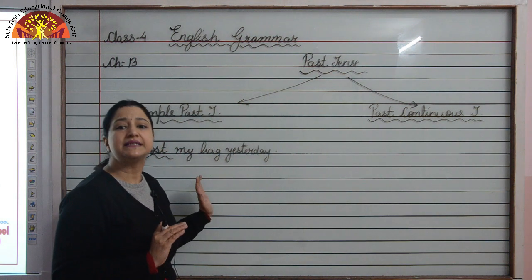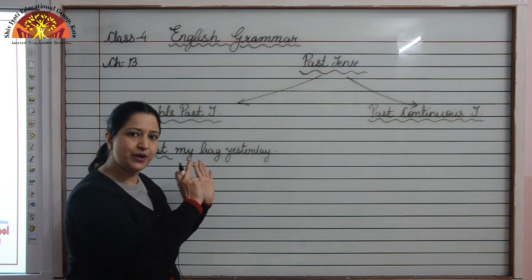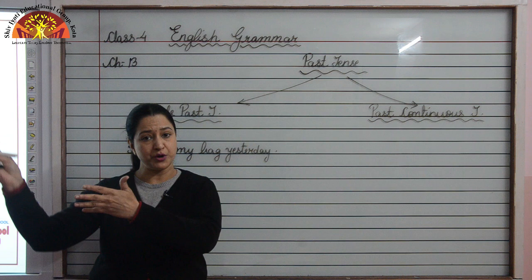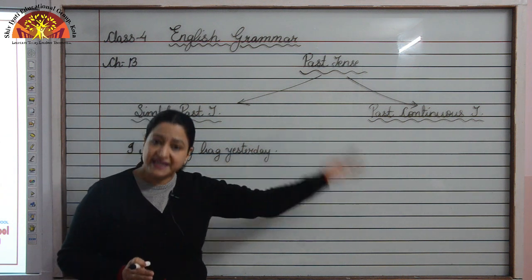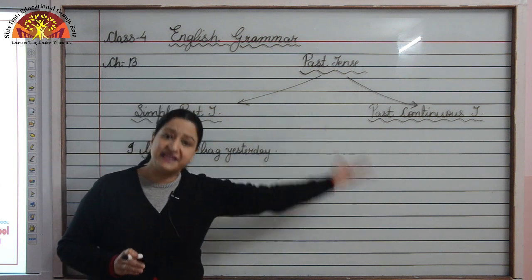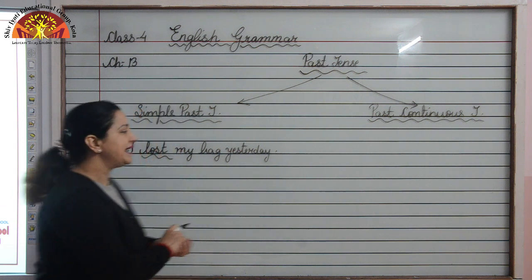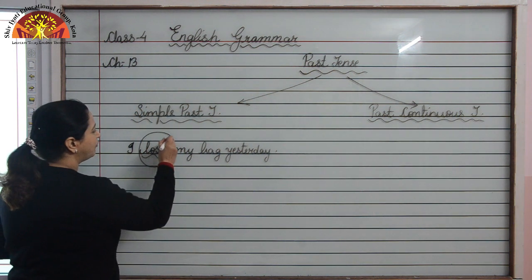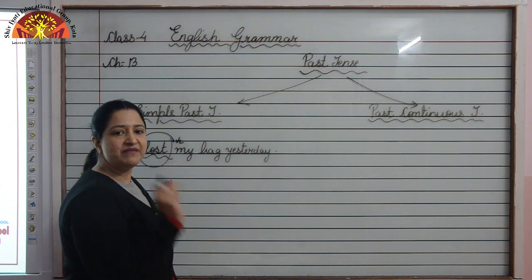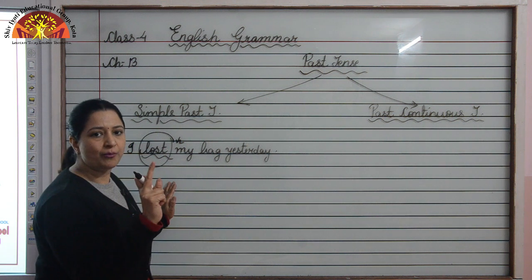So it is simple past. Okay, because he has lost his bag yesterday only. Okay, we are not talking about today, we are not talking about tomorrow, but here we are talking about yesterday. Okay, an action took place yesterday. So I lost my bag yesterday, and this is a second form of verb. Okay, simple past. So whenever we are talking about simple past, you have to use second form of verb.